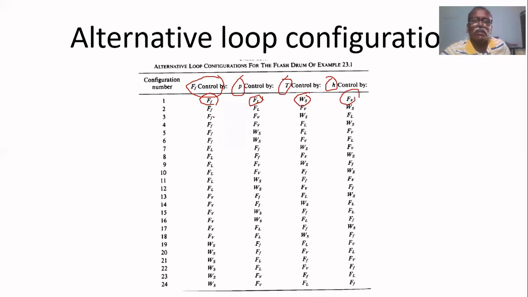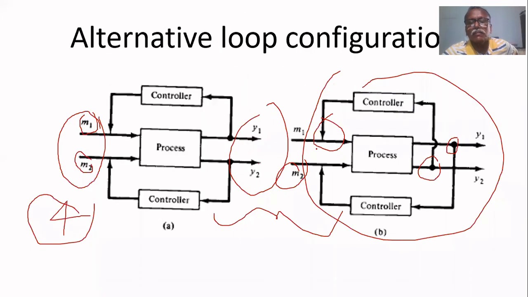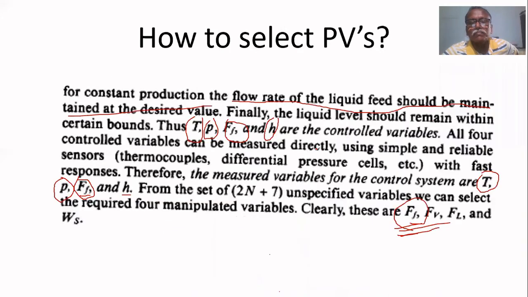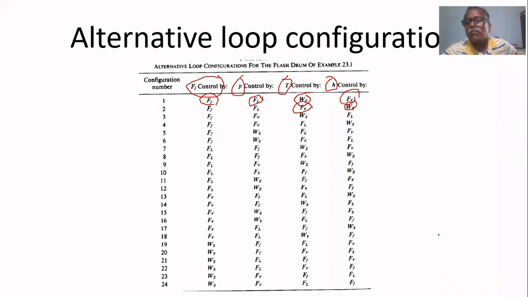I can put that as the first one. In the second one, the same for feed, the same liquid for pressure, and here for temperature I am changing to vapor flow rate, and WS for H. If I change that, I get the second combination like that. So 24 possible combinations are there, out of which we have to select one. What can be rejected, we will see now.